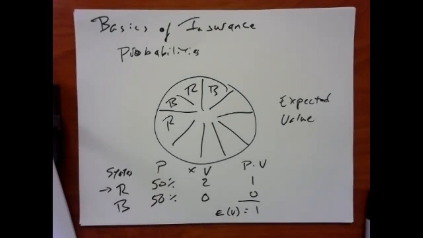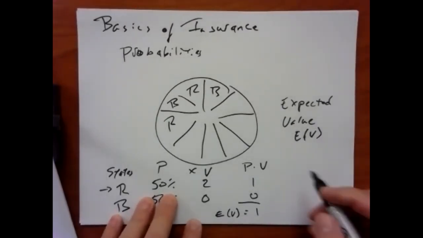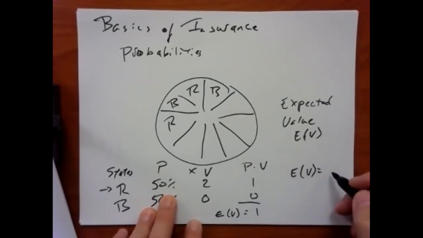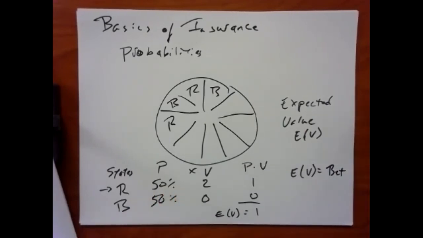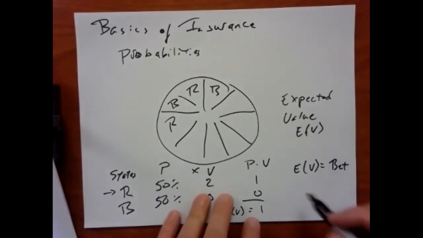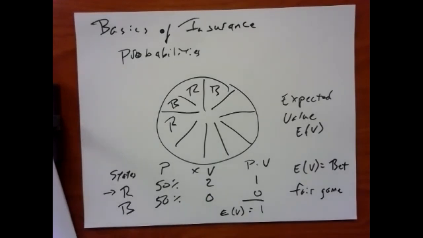So when the expected value is equal to the amount that you're putting down, that you're gambling, this is called a fair game. Because basically, you don't come out ahead or behind.